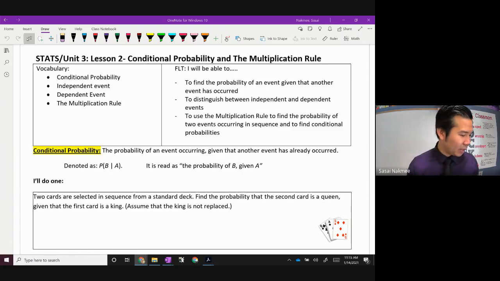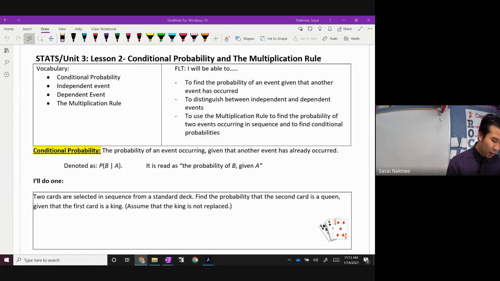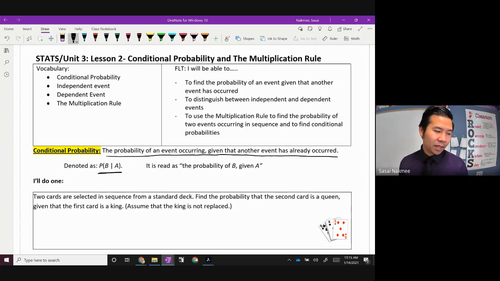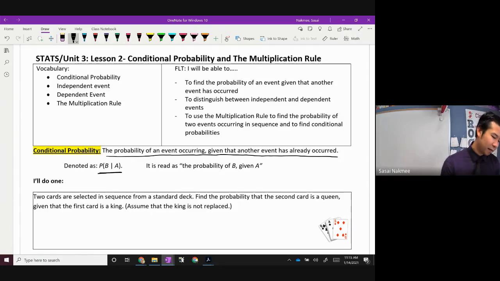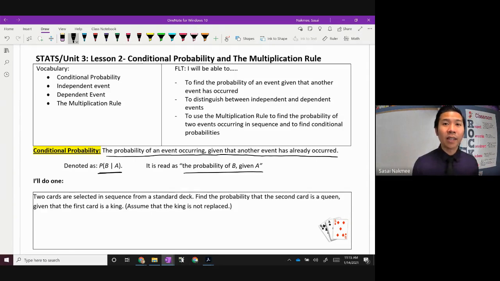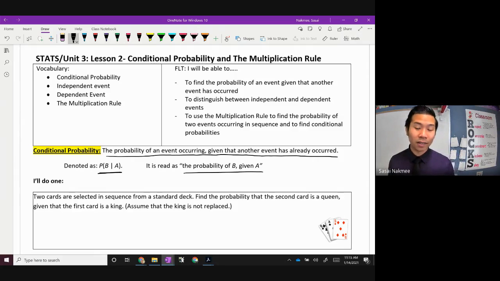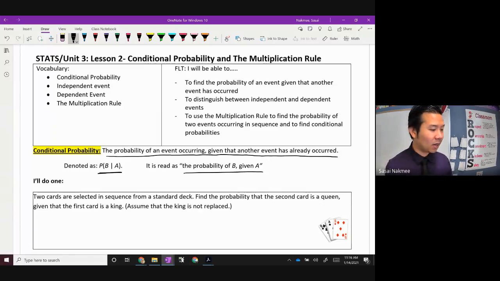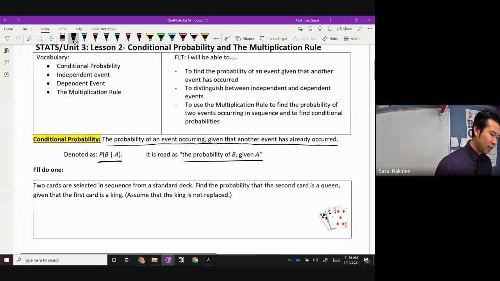Conditional probability is given by this definition right here. It's the probability of an event occurring given that another event has already occurred. And we write it using this notation: probability of B given A. That's basically saying, what's the probability of B occurring given that A has already occurred?